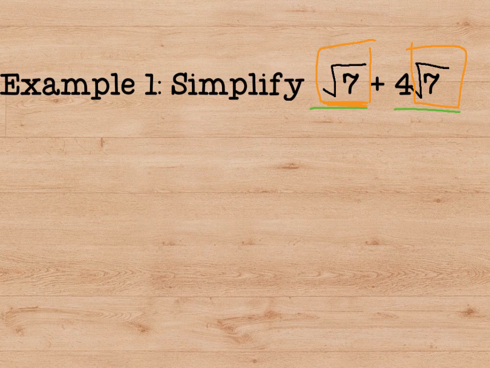So what I can do is look in front, and I can combine the two numbers out in front to tell me how many total square roots of 7 I have. Well, here again, if I don't have a number in front, that means there's one of them, because I can see 1 square root of 7. And over here I have 4. So total I will have 5 square roots of 7.